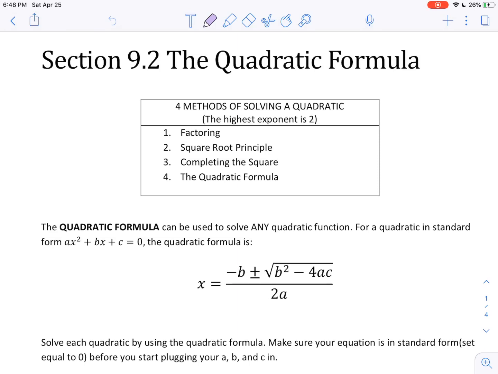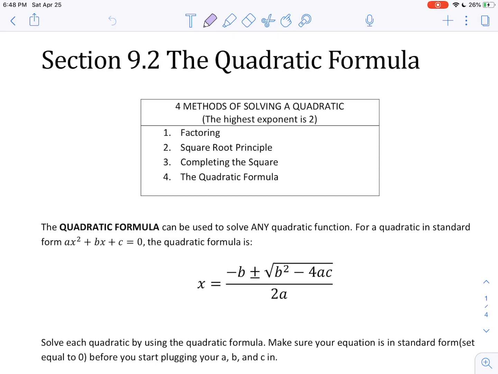We talked about the square root principle. We just learned how to complete the square. And finally, we're going to refresh our memory on the quadratic formula. So the reason why we learn the quadratic formula is because it literally can be used to solve any quadratic function. It doesn't matter what it looks like, but you could use it on anything.